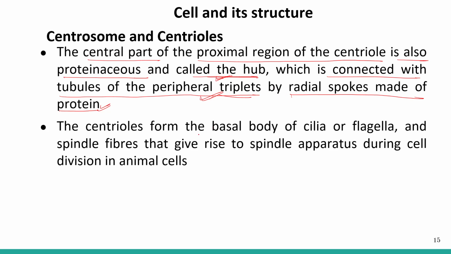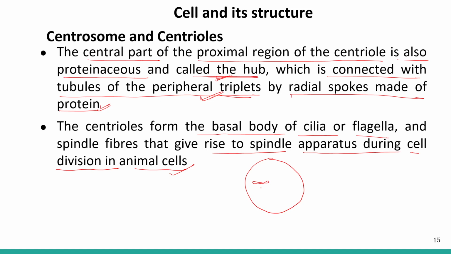Right? The centrioles form the basal body of a cilia or flagella and the spindle fibers that give rise to the spindle apparatus during cell division in the animal cell. So when the cell divides, these spindle fibers get attached to the centromere structure of the chromosome, like this. So what happened?